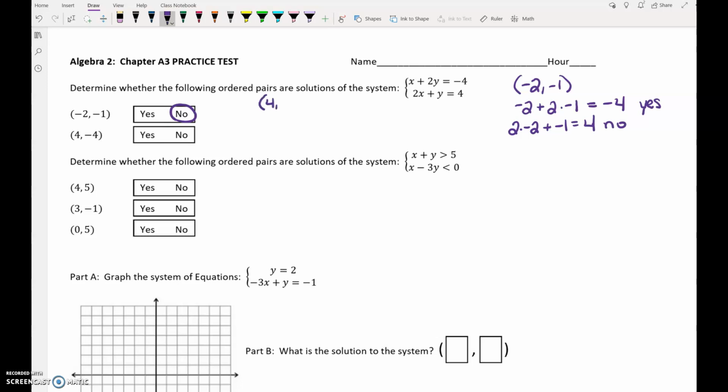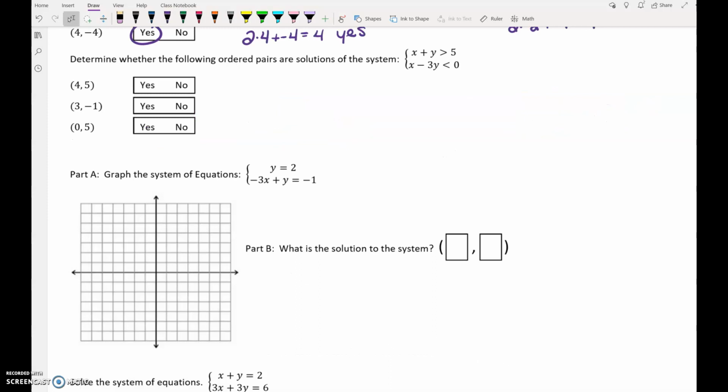Then we can check the point 4, -4. Top equation, put 4 in place of x, put -4 in place of y. 4 plus -8, yes, that's going to equal -4. Try it in the second equation. That would be 8 plus a -4. Yes, that would equal 4. So this one is a solution.